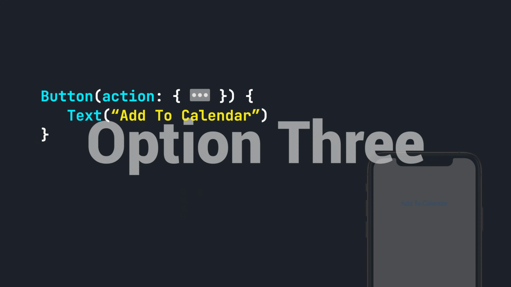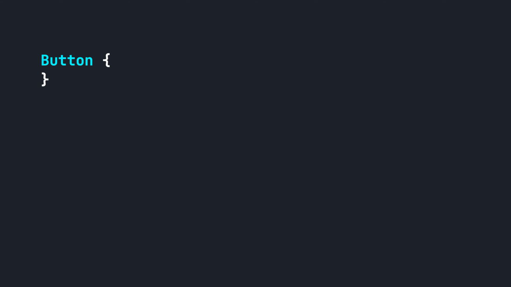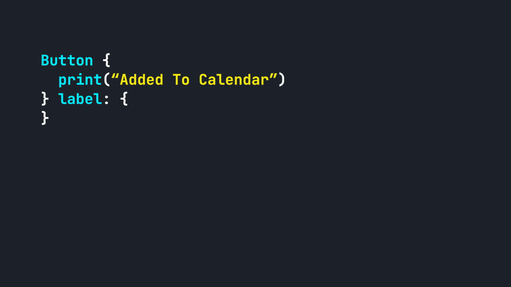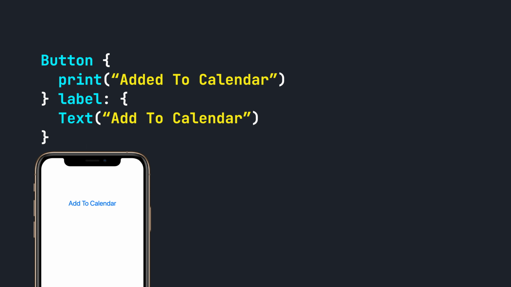look and feel. The last initializer accepts two view builders, an action for the first parameter and a label for the second. We set our button's actions in the first set of curly braces, and in the second set of curly braces, we can customize our label. Just like the previous initializer, we can customize this button's appearance.